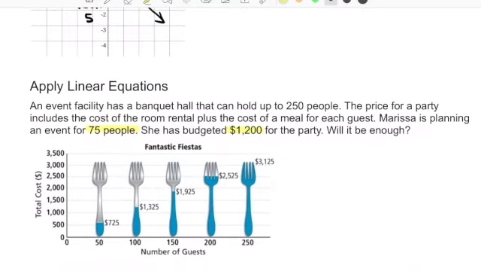Okay, so we have number of guests on the x-axis, and we have total cost on the y-axis, which means that we have points on this graph. So we have 50, $725. We have 100, $1,325, and it keeps going up. But we'll just start with those points. So you can see there's this linear relationship.